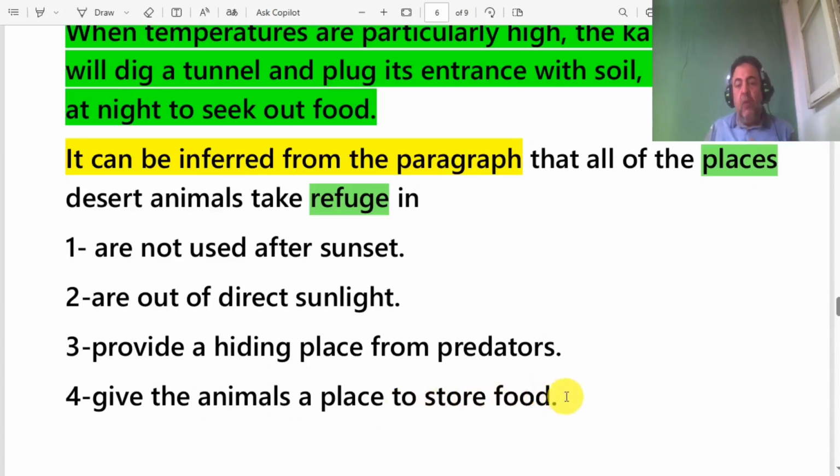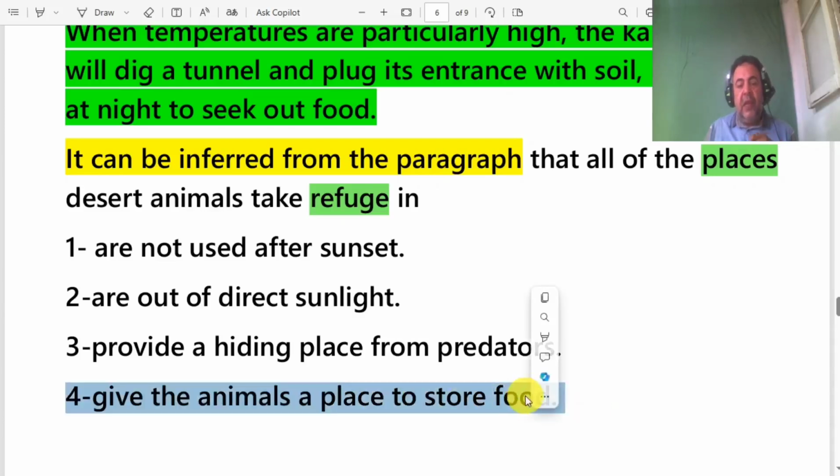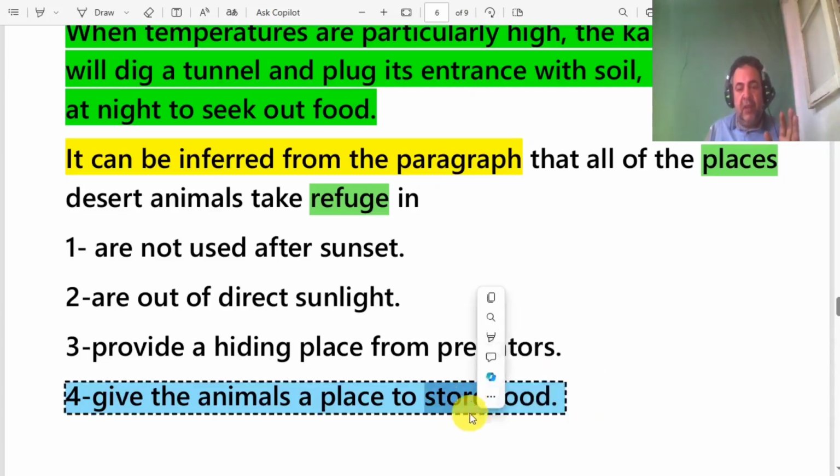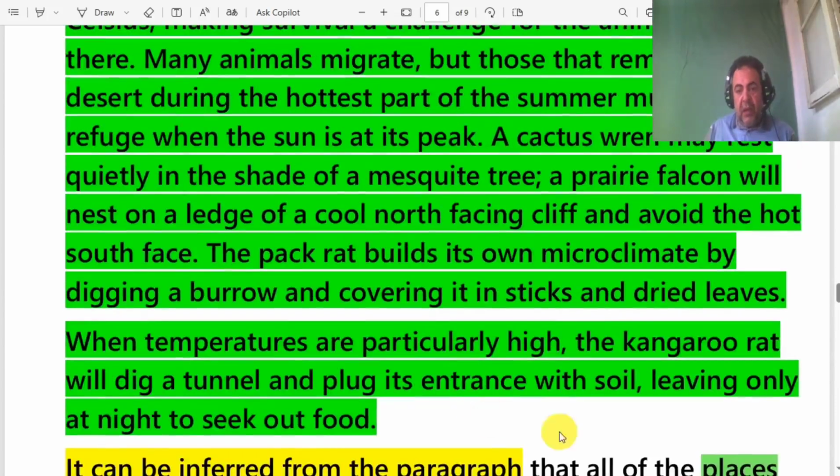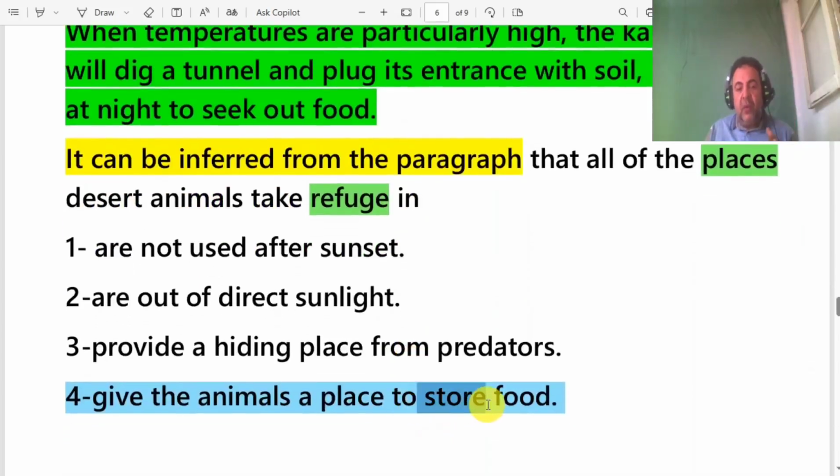When you would like to eliminate, and this is also a strategy you have to start with, you directly eliminate number 4. It is not convenient because he doesn't talk about storing food. He doesn't talk about it in the whole paragraph. If you search here, he talks about food at the end of the paragraph, but to seek out food, meaning to search for the food, okay? It is not mentioned here to store food, okay?